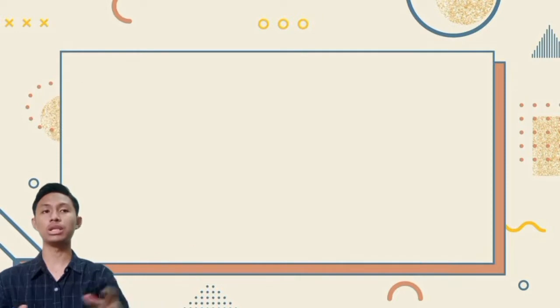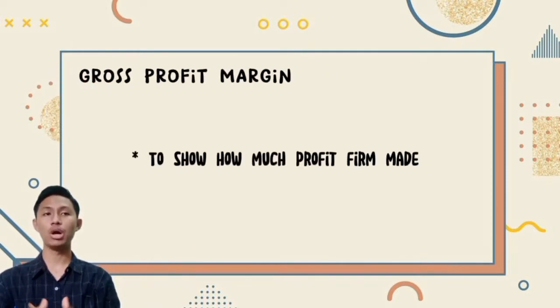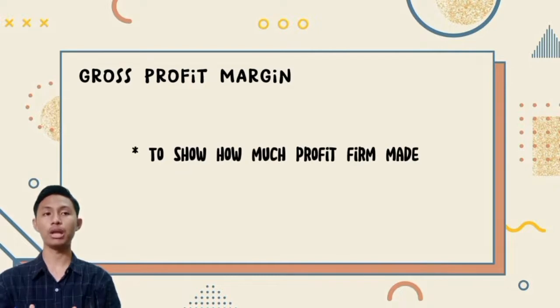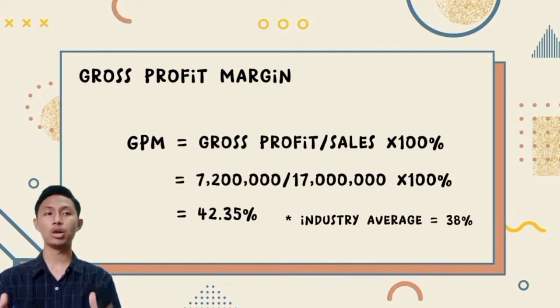So the second one is the gross profit margin, and the purpose of this ratio is to show how much profit the firm made after the cost of goods sold (COGS). To calculate the gross profit margin, we divide the gross profit by the sales, and we multiply with the 100%, and we got the 42.35%.